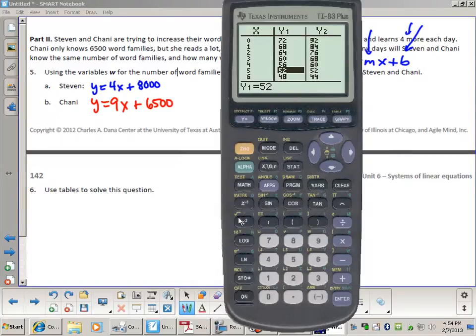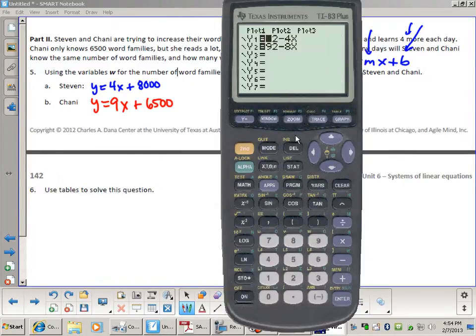Now, again, I'm going to use the technology here. I'm not going to kill myself doing this by hand, because that's just crazy. So we have 4x plus the 800, and here we have the 9x plus the 6,500.